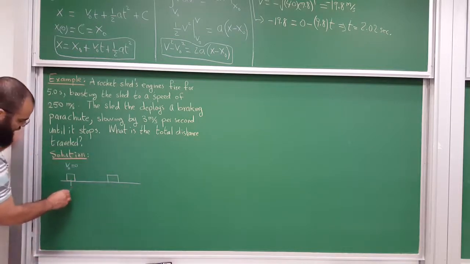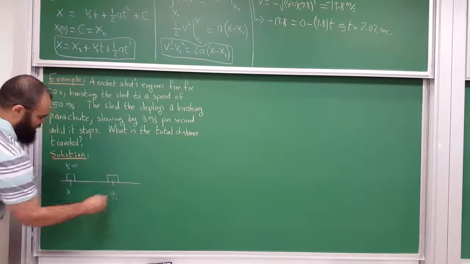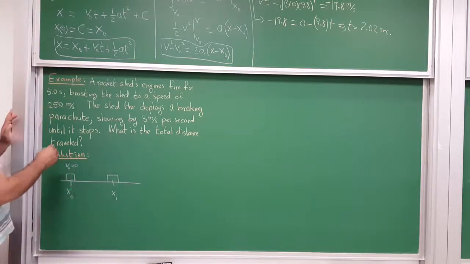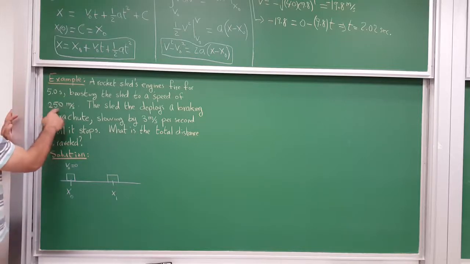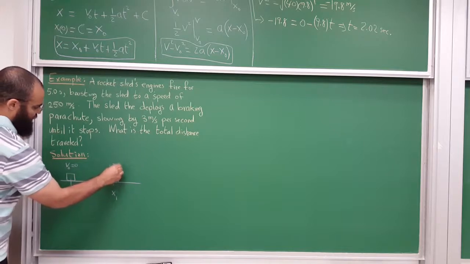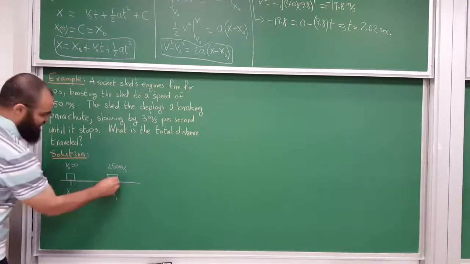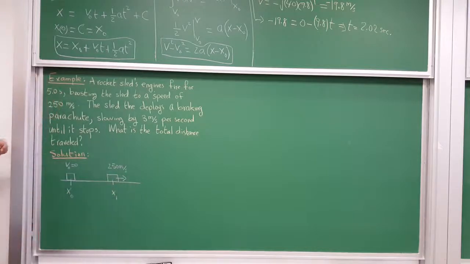So let me call this here x initial. And this point here is x1. And at this point, the speed is 250 meters per second, and it's moving this way. Okay. And then what happens?